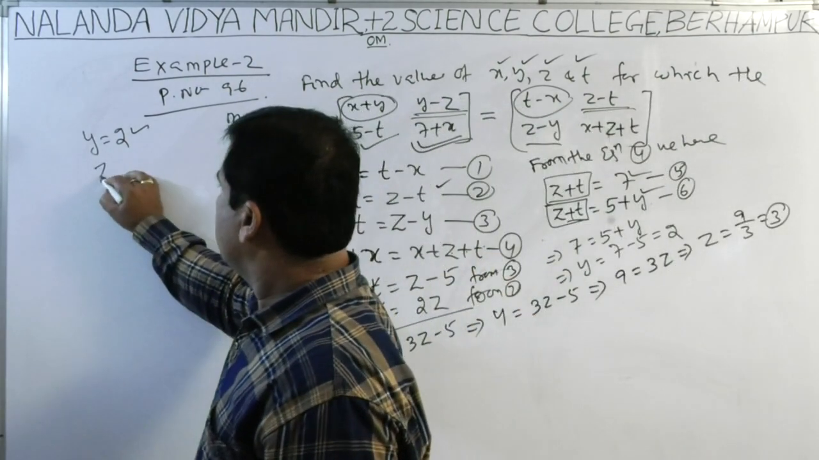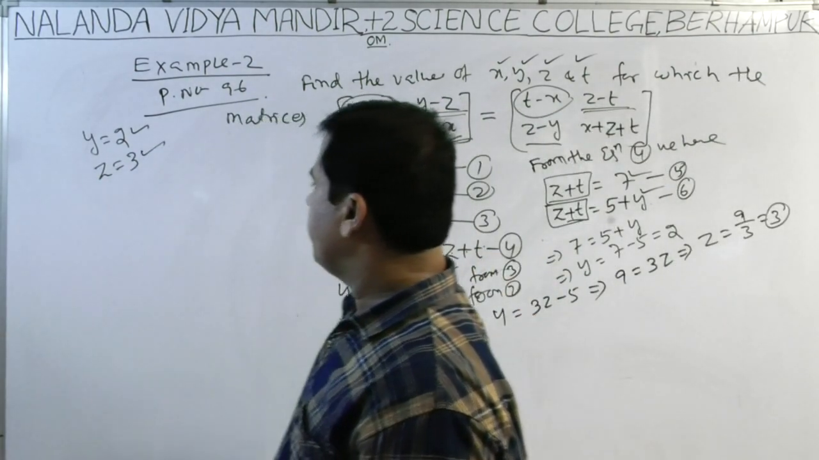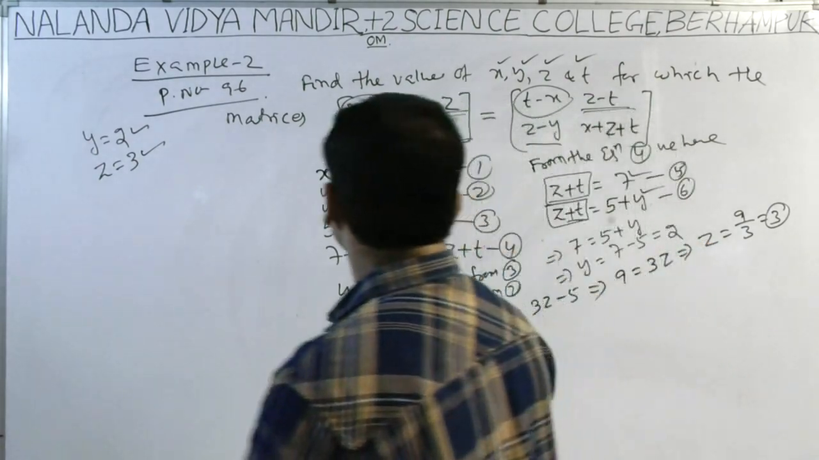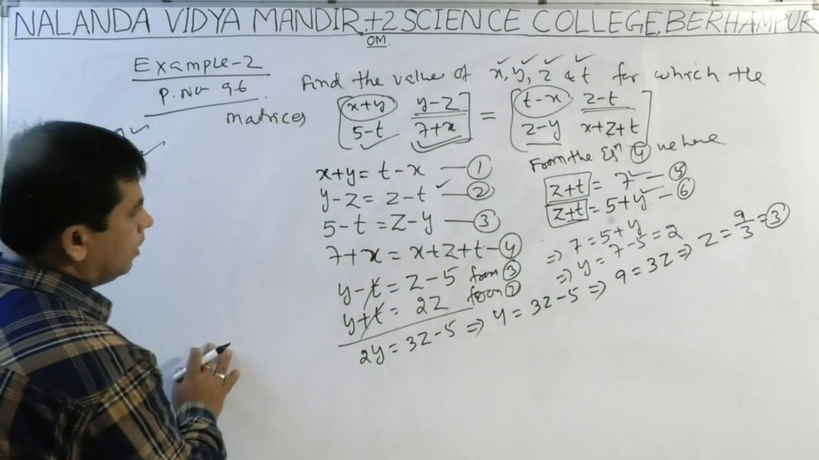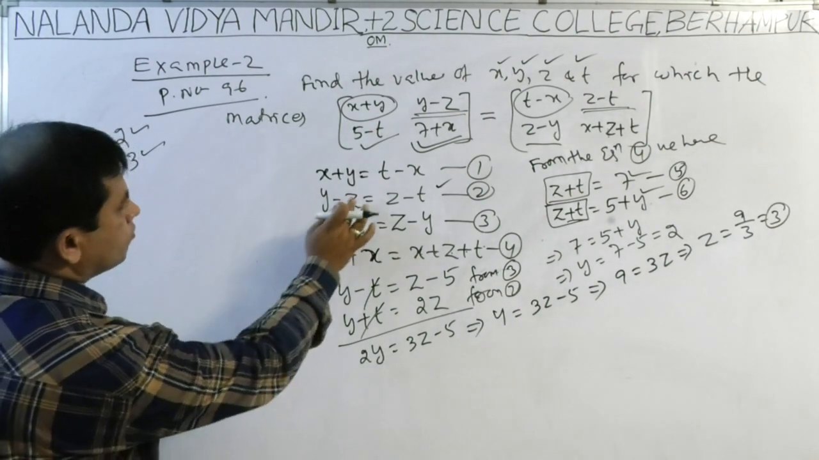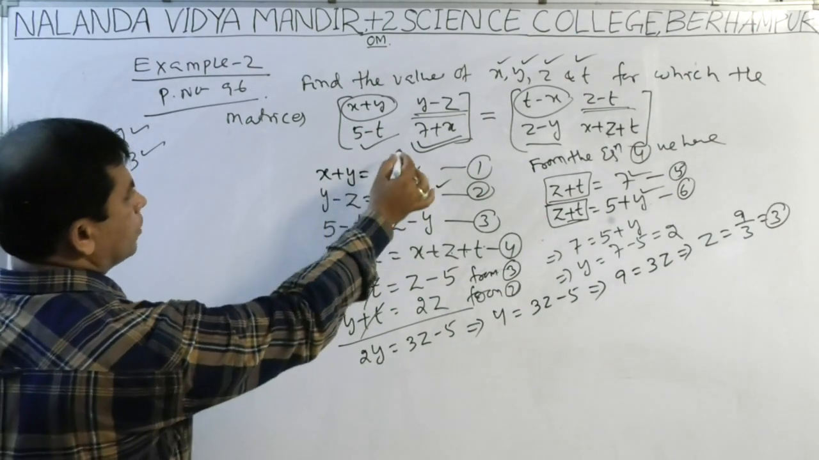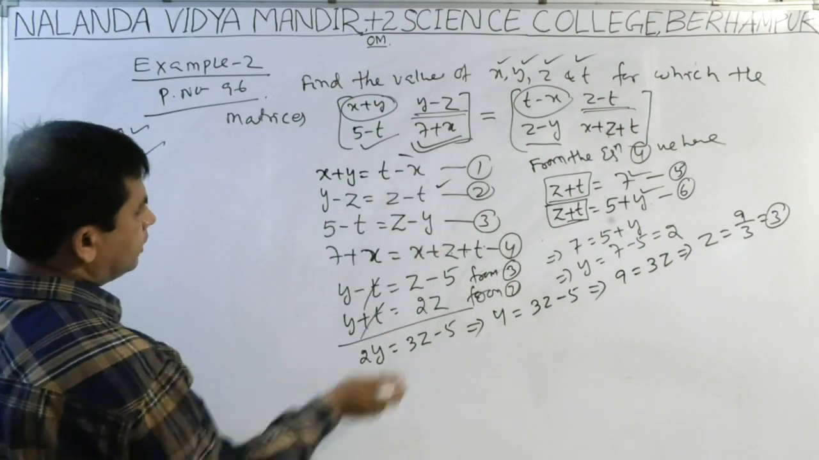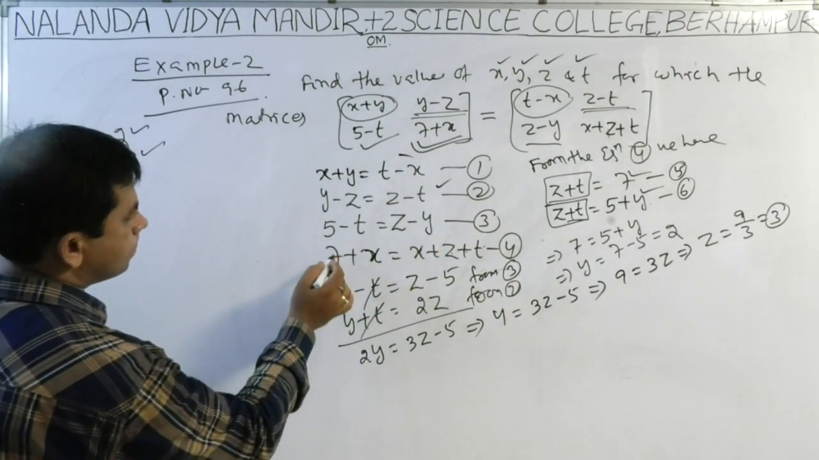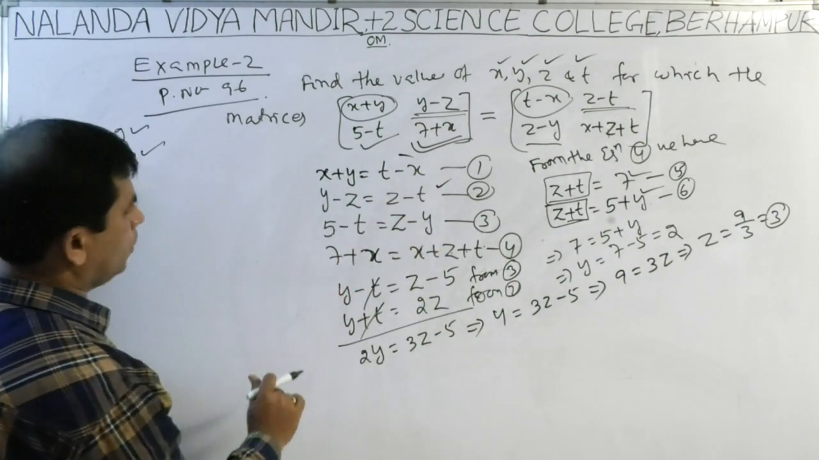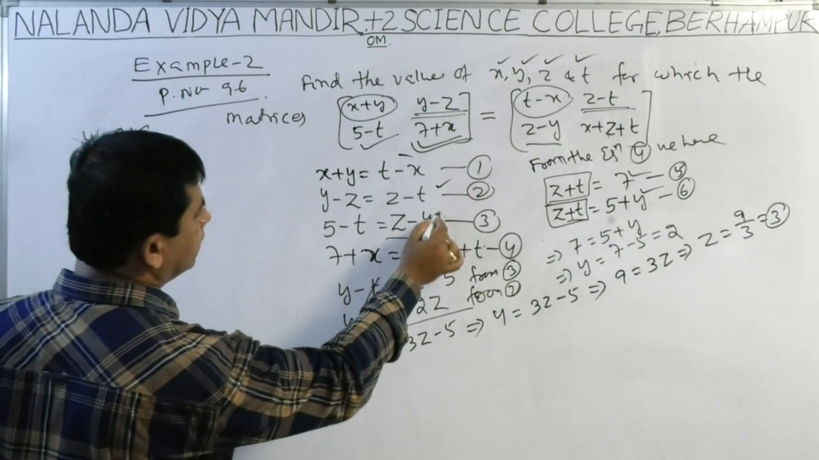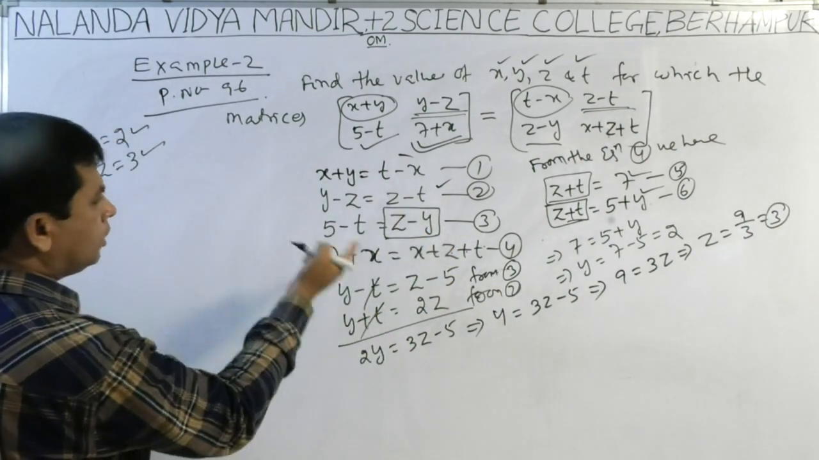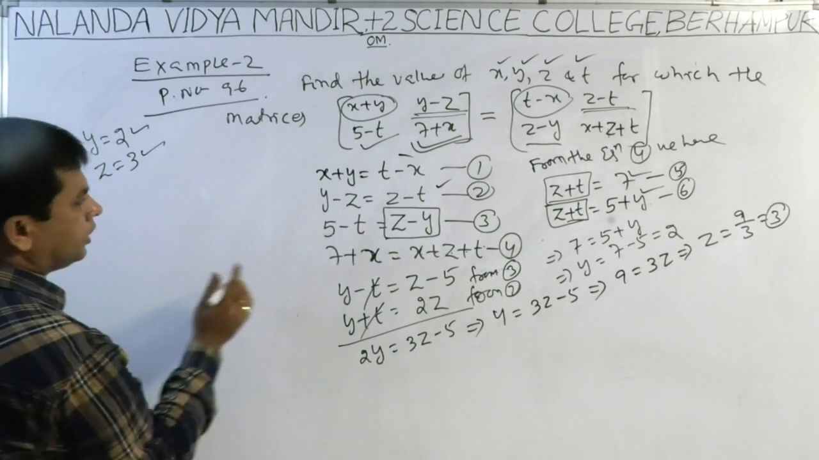We get z is equal to 3. Now, from the equation, x plus y is equal to t minus z, and from y and z we get the value of y and z. Okay, put these two values in equation 3.